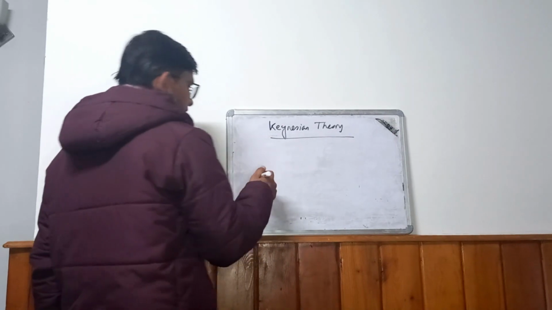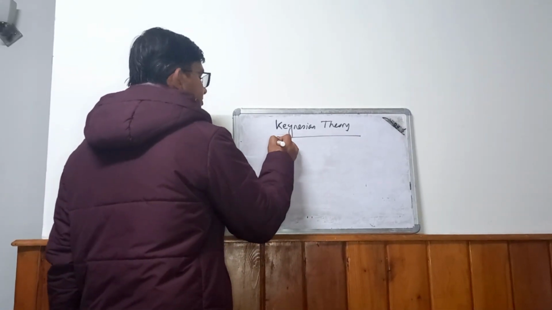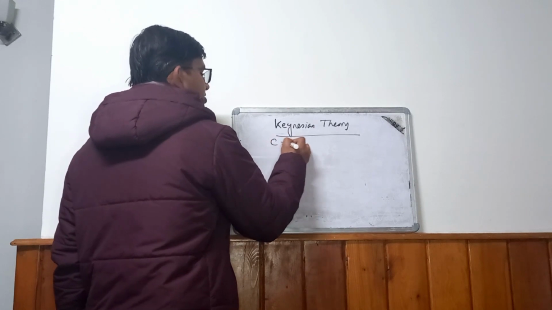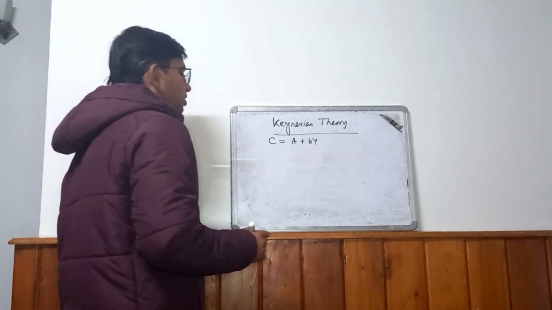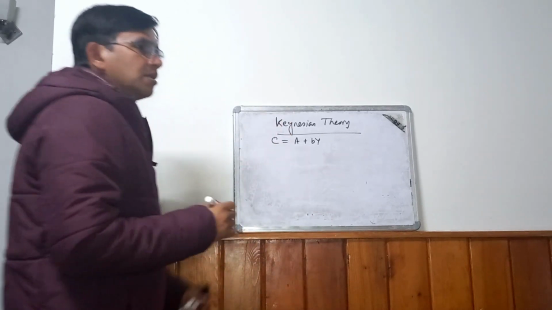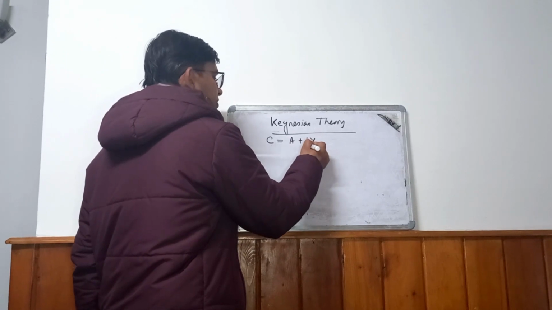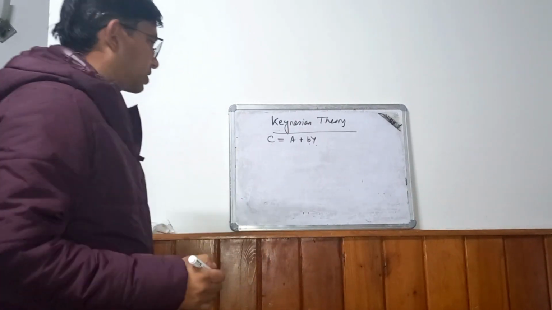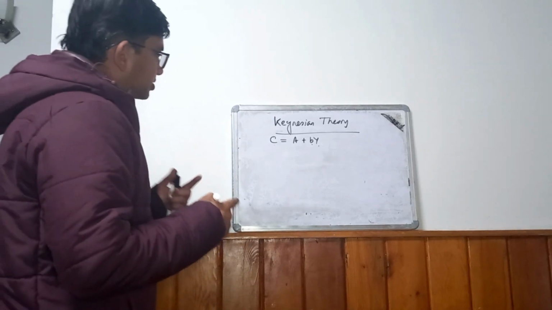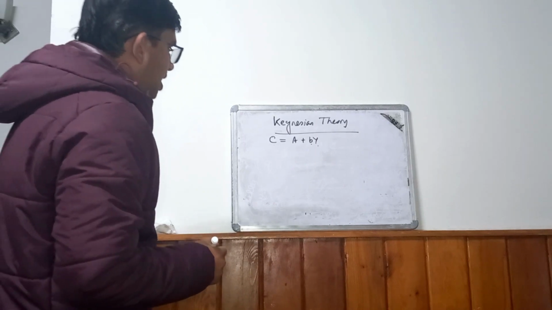According to Lord Keynes, the consumption function is given as C equals A plus BY, where C stands for consumption, A is called autonomous consumption, B stands for marginal propensity to consume, and Y stands for national income. So this is a relationship between national income and aggregate consumption of the economy.